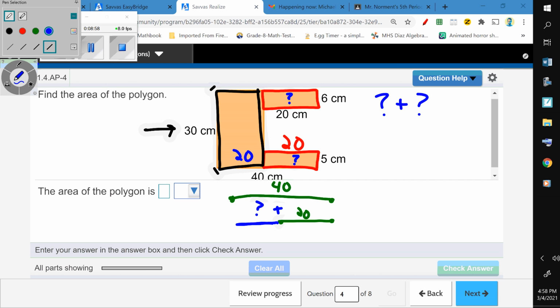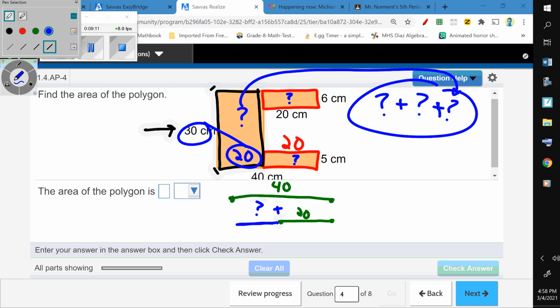So there you go. So multiply these two numbers together. That's going to give you that area. And then take that question mark and add it to the other 2 areas. Take all 3 and you get the total combined area.